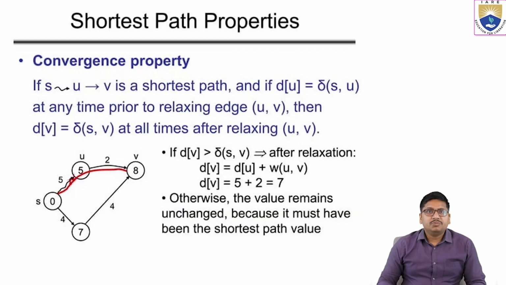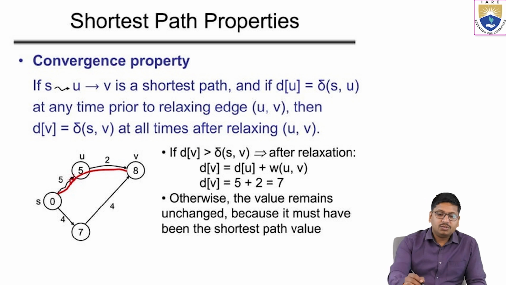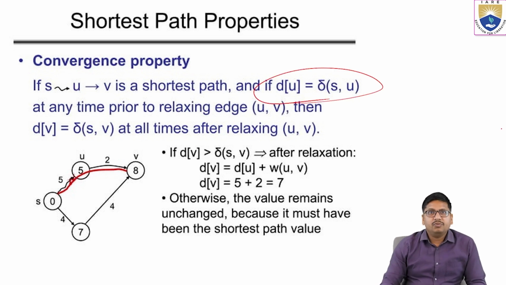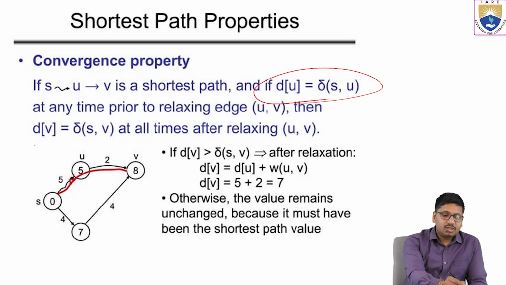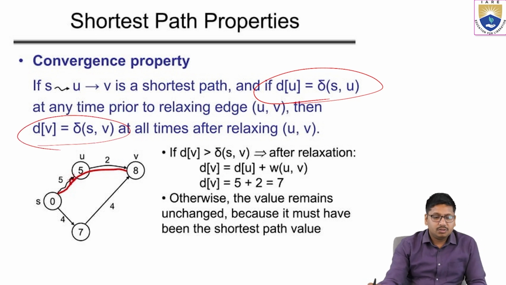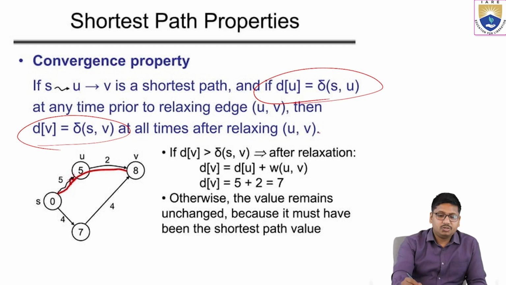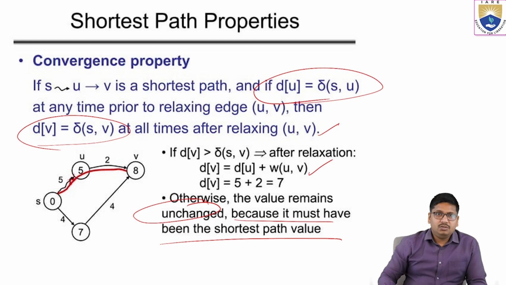So next one, the convergence property. What is this convergence property? If I have the source to a particular edge, it should be a shortest path. Then d[u] is equal to δ(s, u) at any time before relaxing edge (u, v), and d[v] is equal to δ(s, v) for all the time after relaxing. So d[v] is equal to d[u] plus w(u, v). The value remains unchanged because it must have the shortest path.